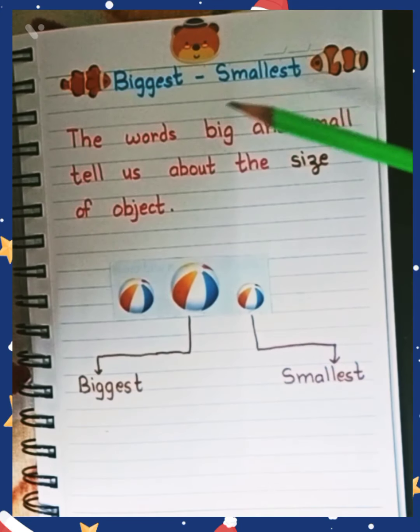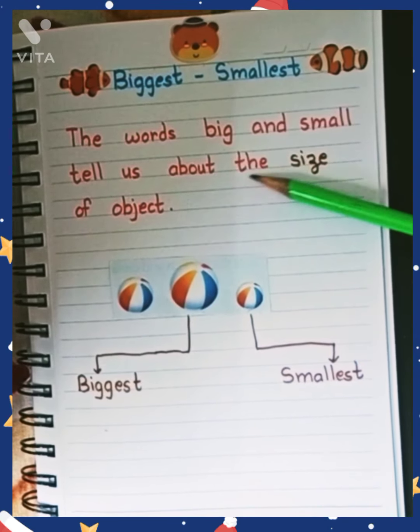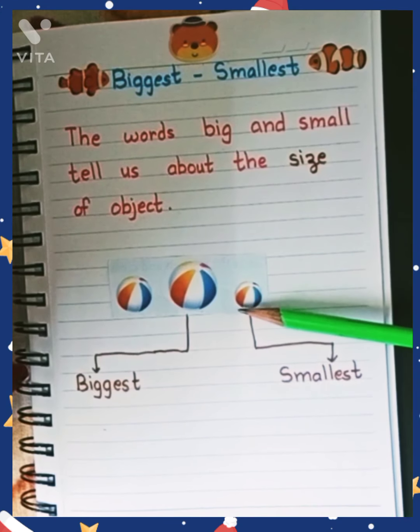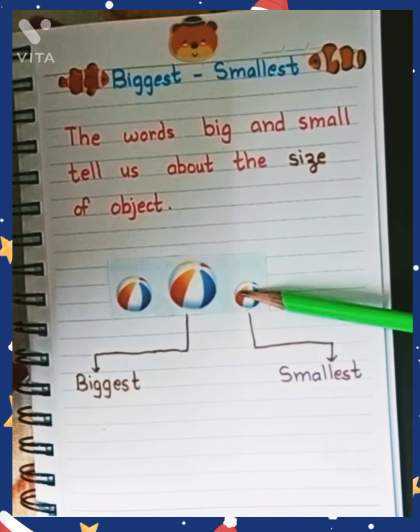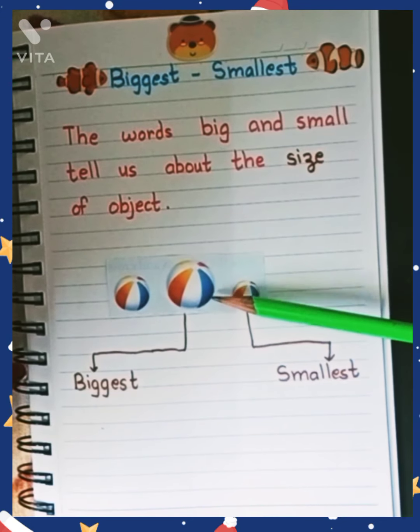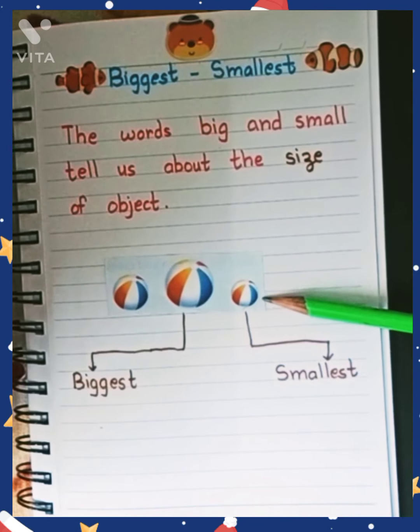Now let us study the biggest and the smallest. The words big and small tell us about the size of an object. Now let us understand this with the help of this picture. These are three balls. Now look at the size. This is the biggest ball because the size is big. And this is the smallest ball because the size is small.